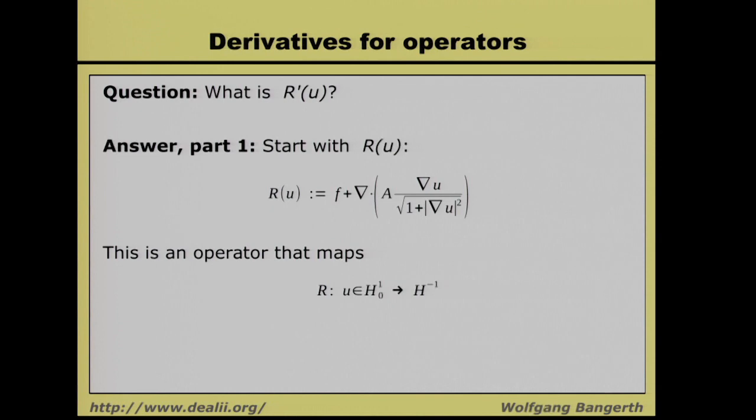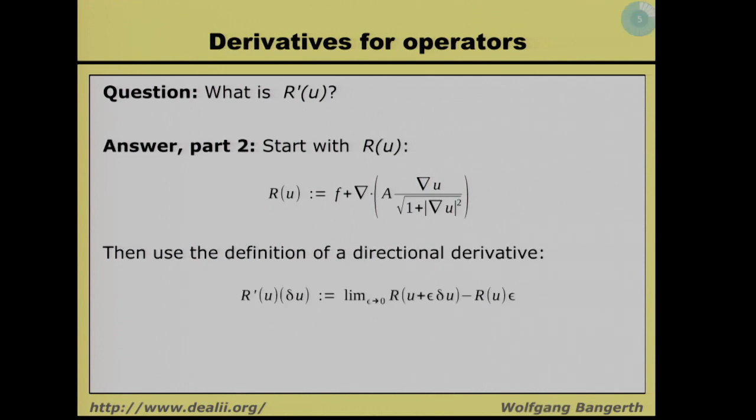So r prime is defined just like we always do, as the limit of epsilon going to 0 of, well, and this expression does not make any sense. What it should really be is r of u plus a perturbation minus r, divided by epsilon. I need to fix this here clearly.